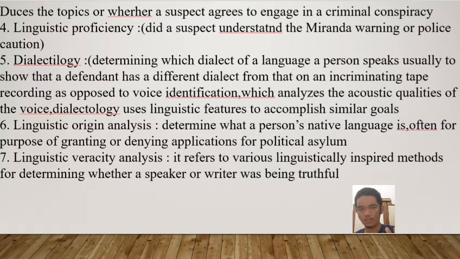Sixth, linguistic origin analysis, determining what a person's native language is, often for the purpose of granting or denying an application for political asylum. Seventh, linguistic veracity analysis. It refers to various linguistically inspired methods for determining whether a speaker or writer was being truthful.